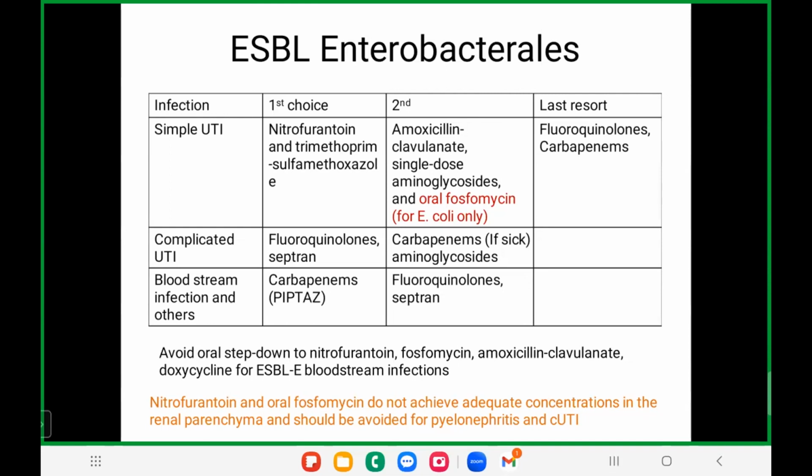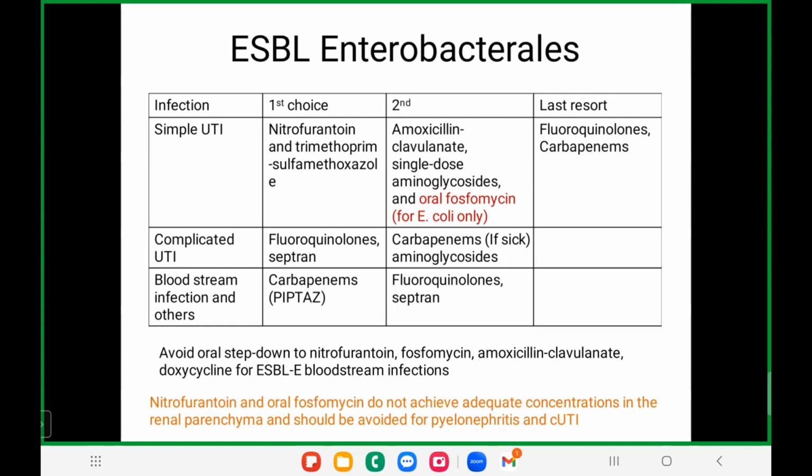Like amoxiclavulanate, you can try. And the best thing is you need to go for nitrofurantoin and Cepron. So these are the two oral drugs of choice for simple UTI. And you need to avoid these two when you're dealing with complicated UTI. But Cepron you can try in complicated, because the only problem with Cepron is they are bacteriostatic.